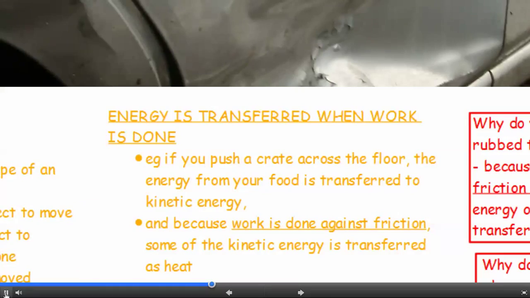Now, energy is transferred when work is done. That's a key thing to remember. So, for example, if you push a crate across the floor, the energy from your food that you've eaten is transferred to kinetic energy. And because work is done against friction, that's a key phrase to remember, work is done against friction whenever two objects are in contact. And that means that some of the kinetic energy is transferred as heat.